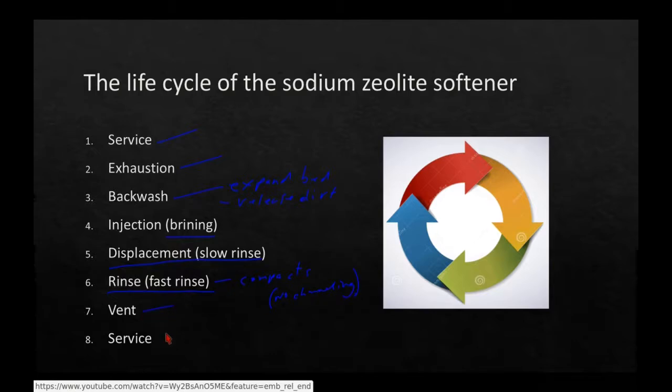After we do a fast rinse, we vent it, get the air out of it, and we put it back into service. So you need to know this. And partly you need to know this because even though we've been talking about sodium zeolite, it's the same thing with a hydrogen zeolite softener.